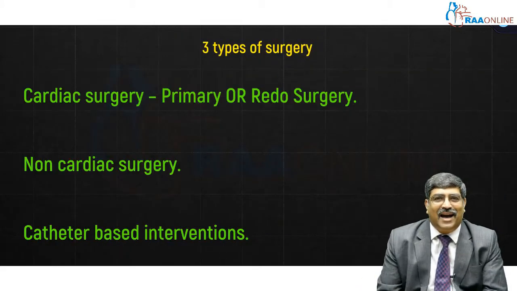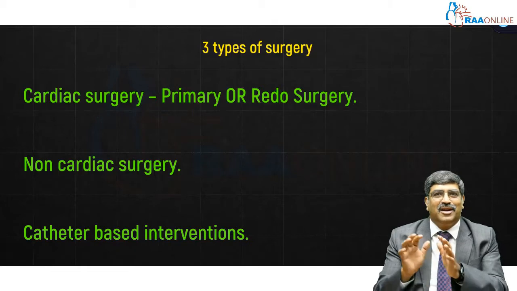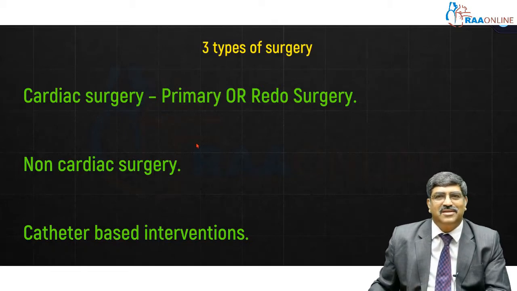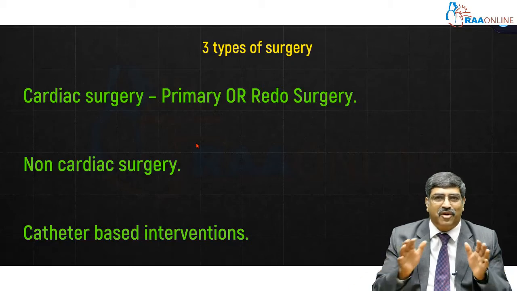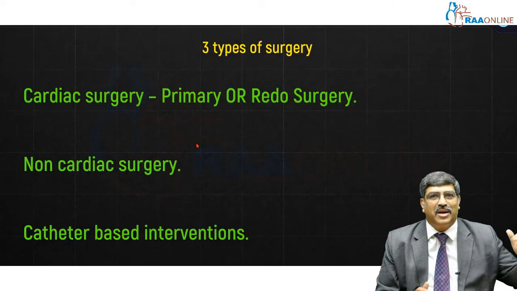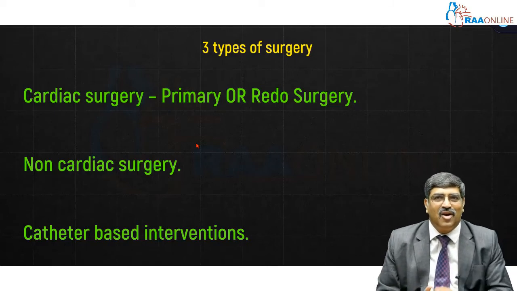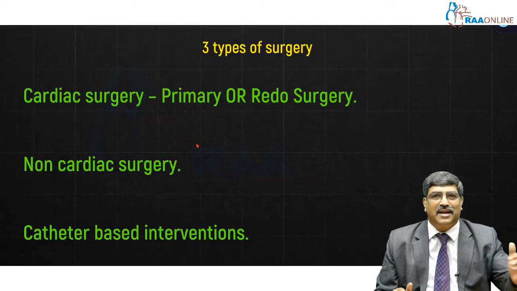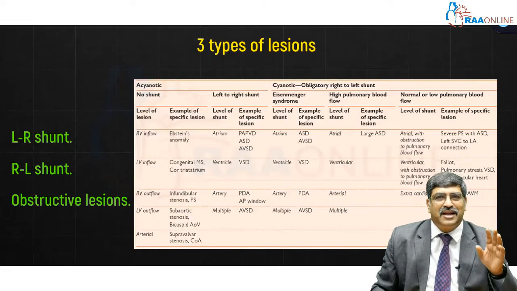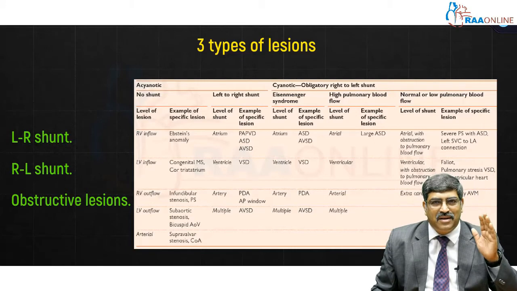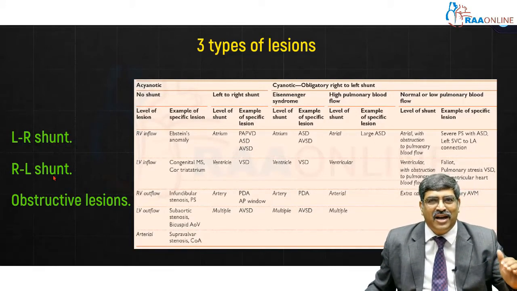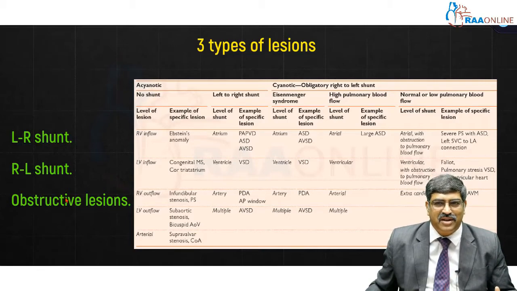Congenital heart disease has a special liking for the number 3. They come for 3 types of surgery. One is cardiac surgery, either they come for primary repair or come for a redo surgery. Or they might come for non-cardiac surgery or go into a cath lab for a catheter-based intervention. And they can be classified into 3 types based on the lesions. It can be a left to right shunt, a right to left shunt, or an obstructive lesion.